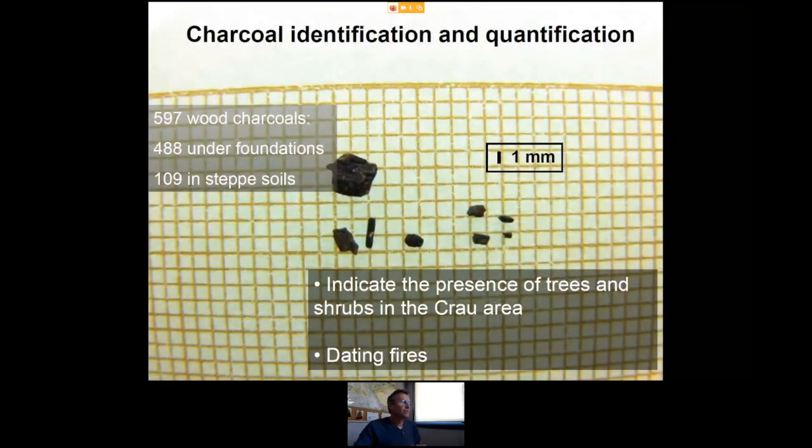The first result is that we found some wood charcoal, around 600 pieces, which is good news. And our hypothesis was good: we found more charcoal under the foundation, around 500, and only around 100 in steppe soil. So that means that there was certainly the presence of trees or shrubs in the Crau area, and the possibility to date the different fires.